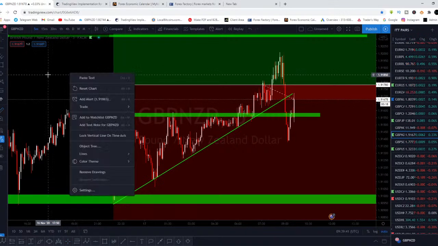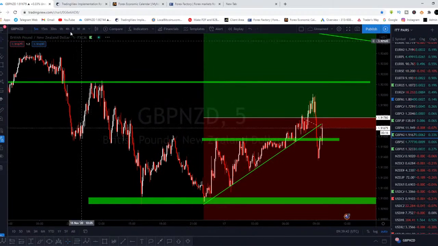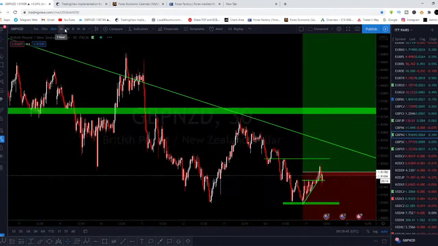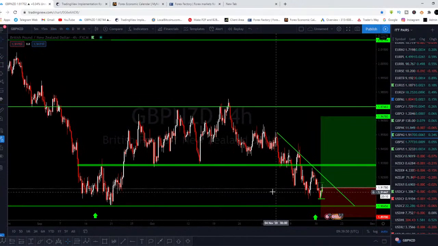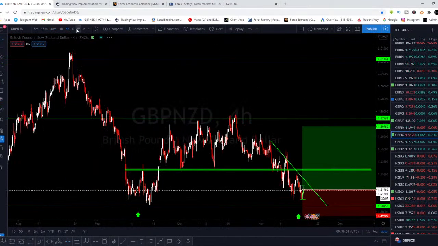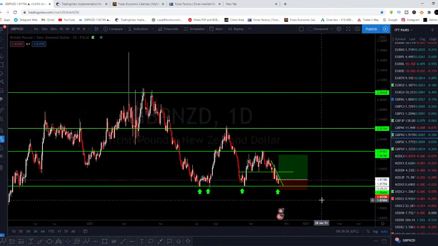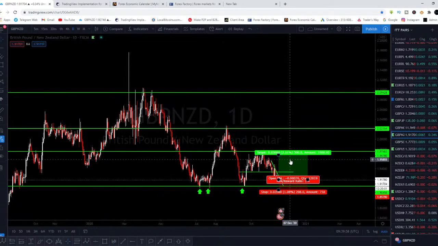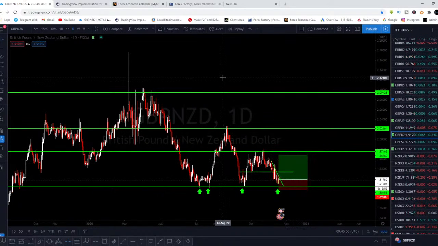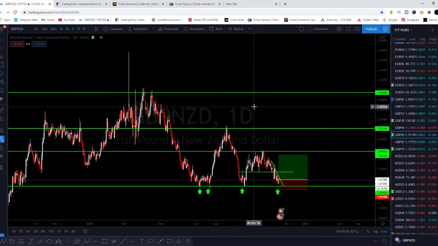So you know that we are risking around 200 pips, something like that. Around 200 pips, that's what we are risking on this. If you go down to the daily time frame, we are risking around 200 pips to make about 500 pips. So that's around 1 to 2.5 risk reward ratio, right? 1 to 2.5.